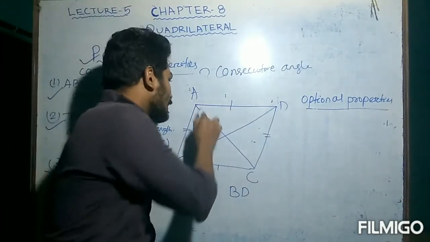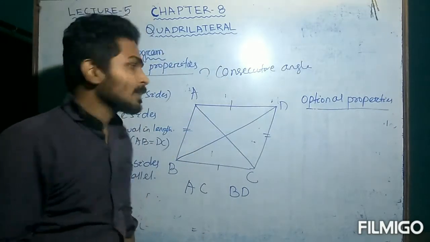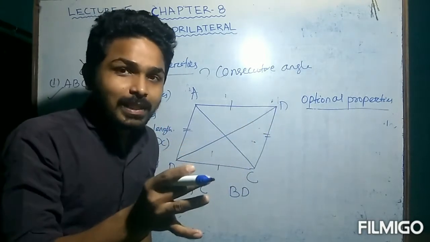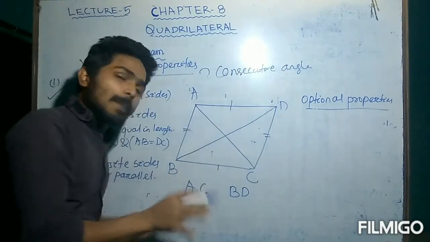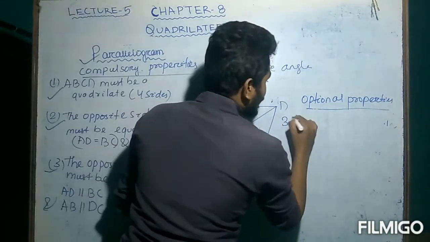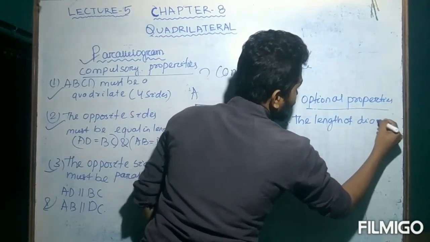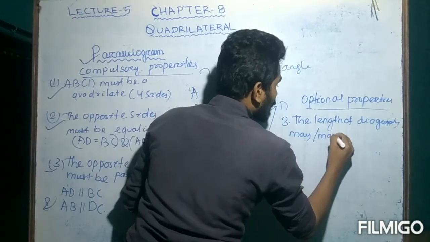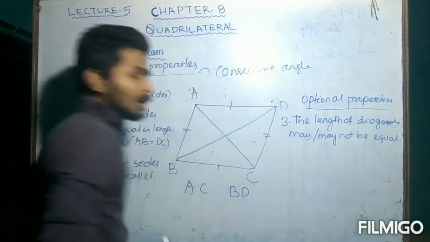So always remember the lengths of these two diagonals may be equal or they may not be equal. That doesn't matter. If the length of AC is 10 centimeters, then the length of BD may be equal to 10 centimeters, or greater than 10 centimeters, or less than 10 centimeters. So the lengths of the two diagonals may be equal, may not be equal. Okay. Third property. The length of diagonals may or may not be equal. Okay. Now it is clear.